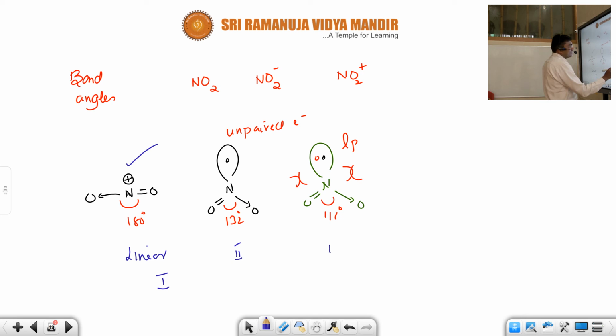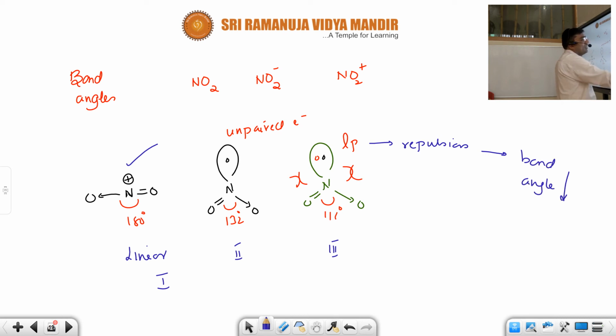In NO2 minus, what happened? This is third, because you have a lone pair. With a lone pair there is a repulsion, so thereby the bond angle decreases. So this type of question may appear in the examination, where you have to work it out with proper logic.